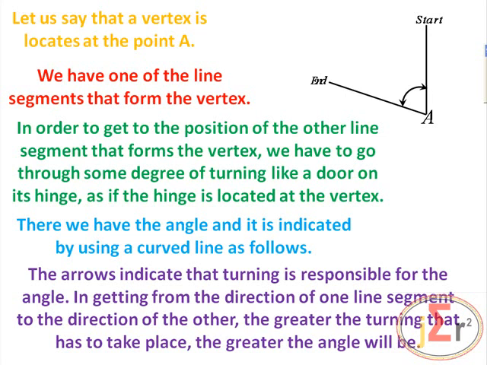So we have these arrows. Sometimes the curved line that is used is not accompanied by any arrow, but whether or not they are there, it is our understanding that there is some amount of turning that causes the difference in direction between this line segment and the other. The arrows indicate that turning is responsible for the angle. In getting from the direction of one line segment to the direction of the other, the greater the turning that has to take place, the greater the angle will be.